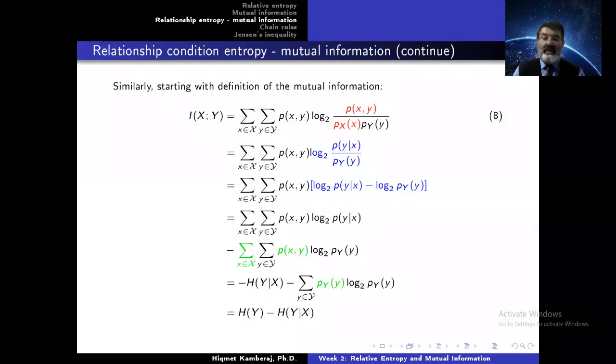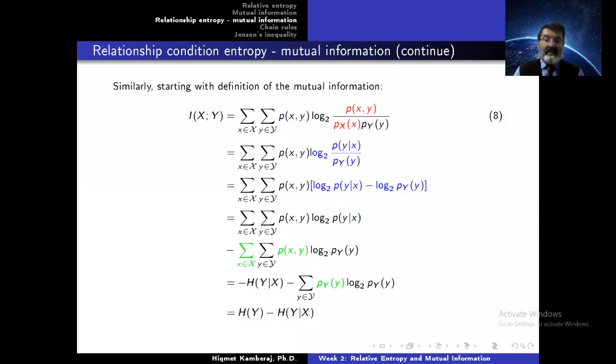Similarly, starting again with the definition of the mutual information, I(X;Y) is the double sum over x in the chi set and y in epsilon of P(x,y) log base 2 of P(x,y) over P(x) times P(y). Now I group on the first line P(x,y) over P(x), and this gives me the conditional probability of y given x. Then I have the double sum again, P(x,y) log base 2 of P(y|x) over P(y).